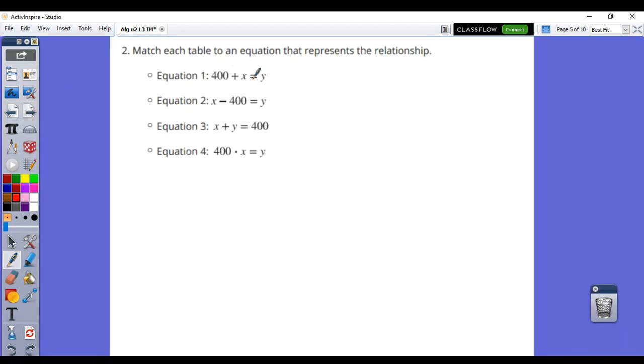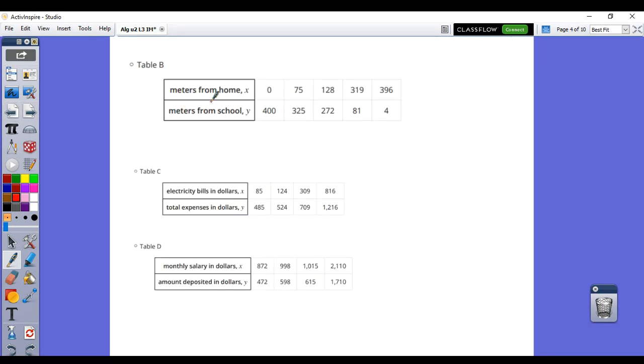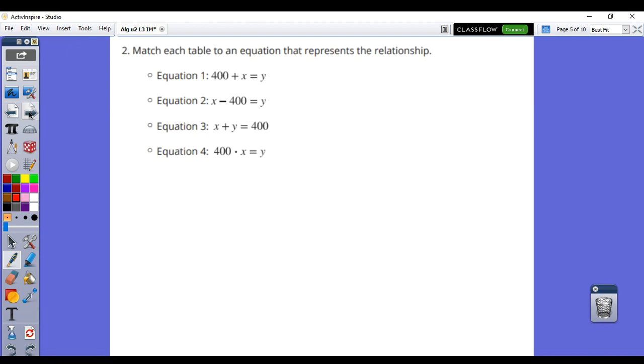So here's the basic formula. If you take 400 plus X, that's going to give you the Y value. That is table C. So that one's C.